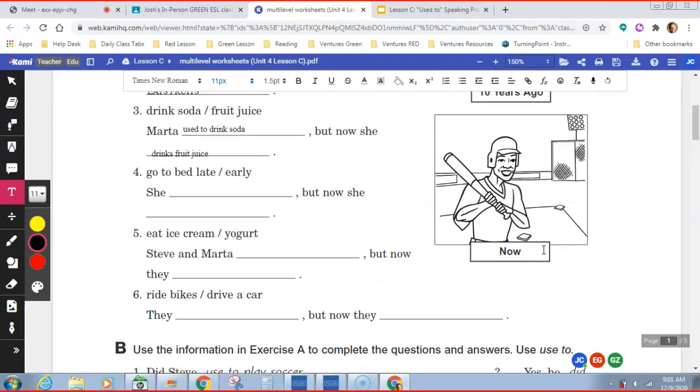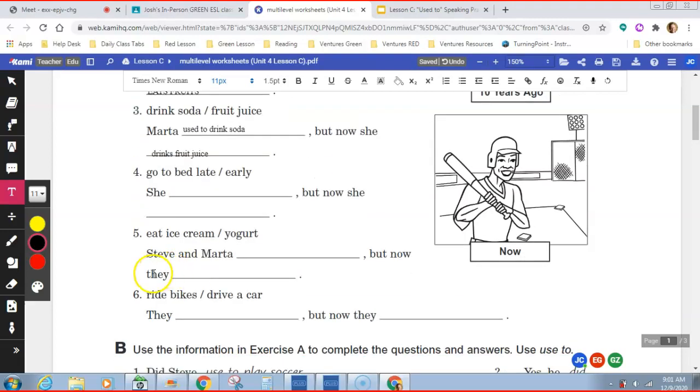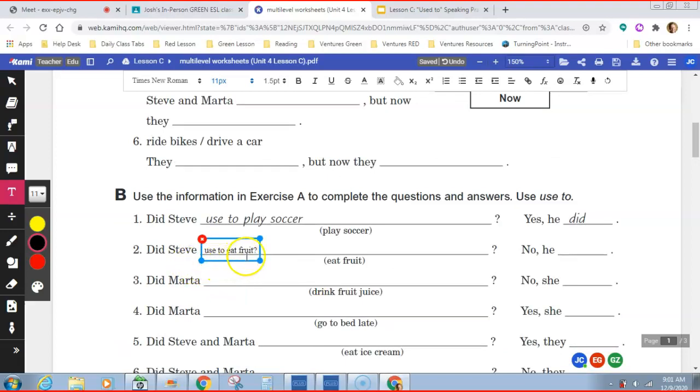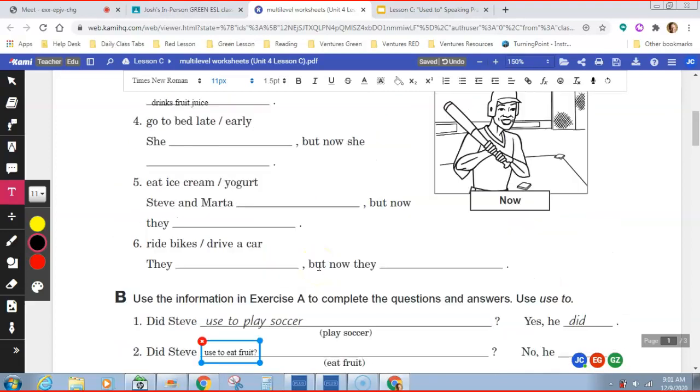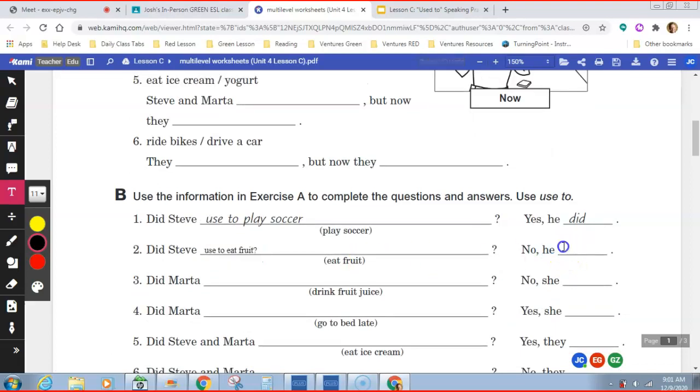Let's go back up here. Steve and Martha used to eat ice cream, but now they eat yogurt. So down here it says, did Steve use to eat fruit? No, he didn't. Good.